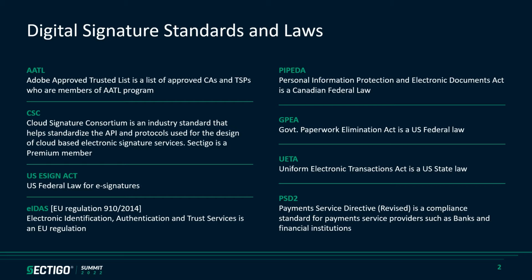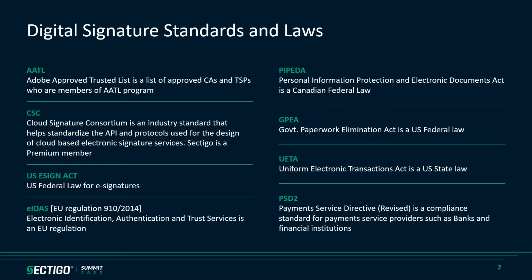The Cloud Signature Consortium is a global group of industry, government, and academic organizations committed to driving standardization of highly secure and compliant digital signatures in the cloud. CSC has defined an open API specification which helps ease the interoperability between digital signature solutions, streamlines compliance with e-signature regulations, and opens the market for uniform adoption of cloud-based digital signatures around the world. Sectigo is a premium member of CSC.